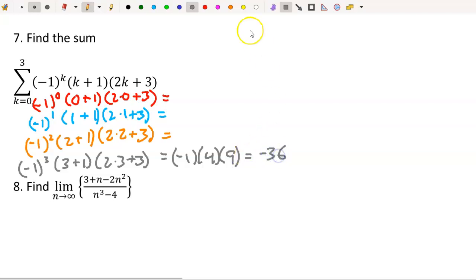-36. Right there. Let's work our way up. So here we'll have +1, because it's -1 squared, so we're on positive, times 3. 2 times 2 is 4. 4 plus 3 is 7. Right. And let's go up one more.